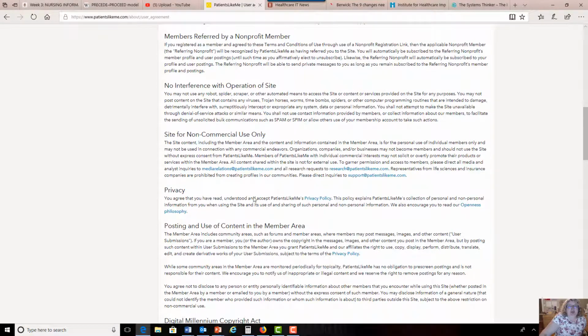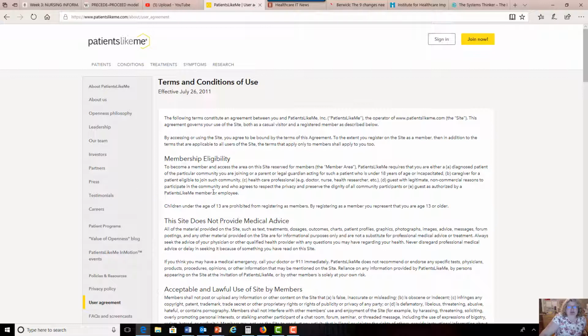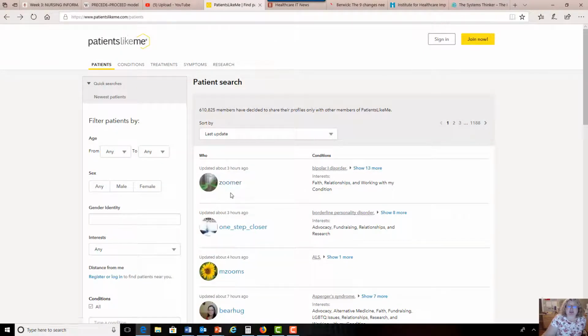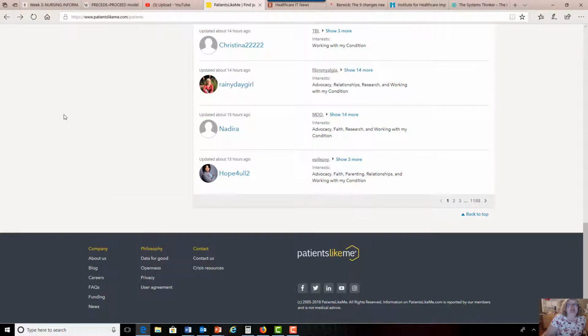There's a privacy statement, and they have a privacy policy. Obviously, if you have the opportunity to put your own information about your health on here, you can click on it and see. People can have access to your information. So patients need to be very careful and understand who they're sharing their information with.